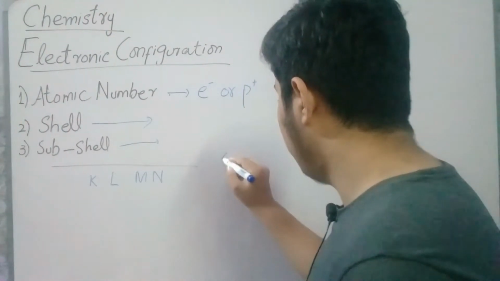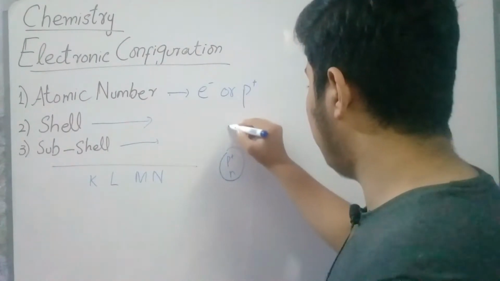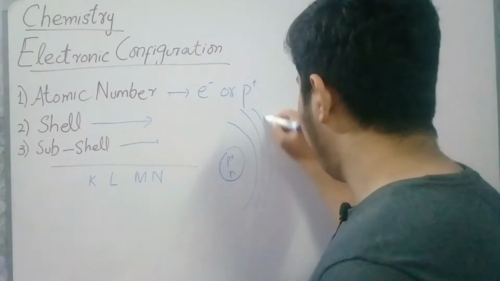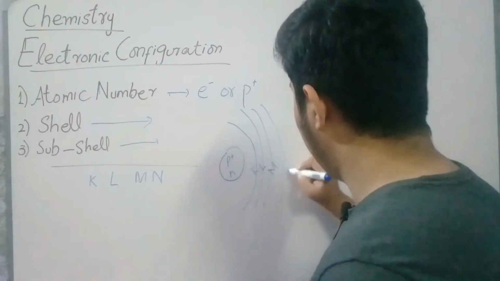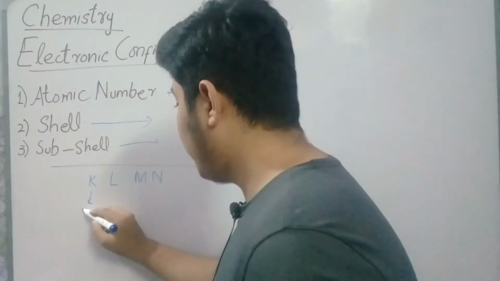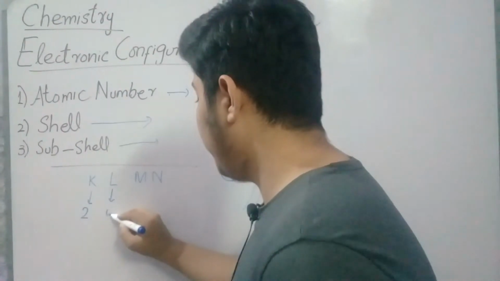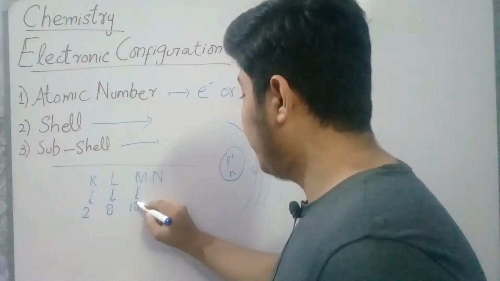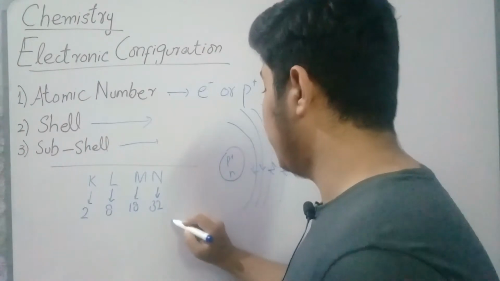This is the nucleus of an atom. It contains protons, neutrons and four shells: K, L, M and N. This is the K shell, then the L shell, then M and N. The K shell can accommodate a total of 2 electrons. The L shell can accommodate 8 electrons. The M shell accommodates 18, while the N shell accommodates 32 electrons.